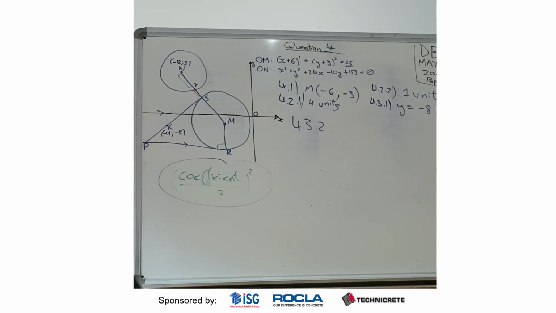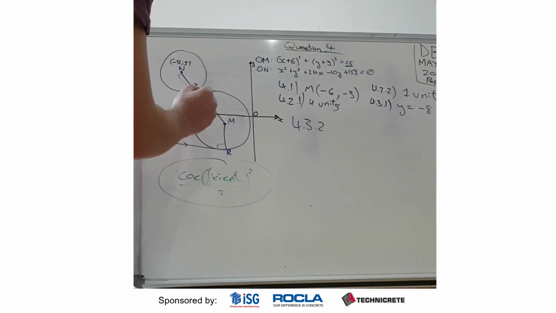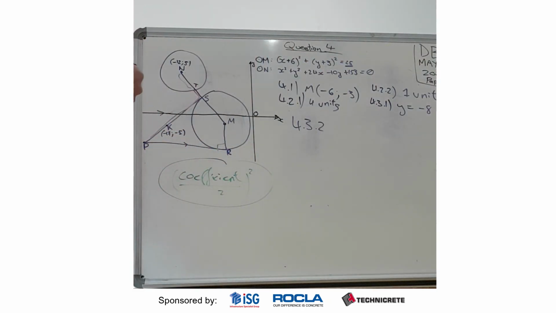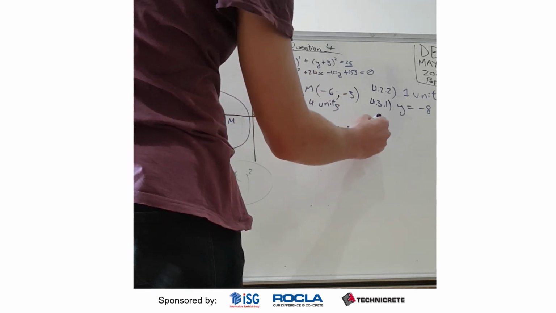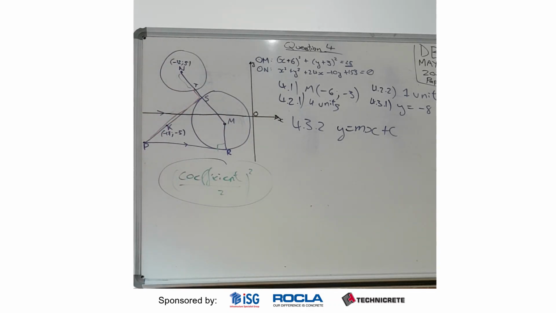Okay, 4.3.2 asks us to calculate the equation of line PS. That line there in the form y equals mx plus c. So for this question, no matter how you do it, you need to do a gradient calculation using 2 points. So I'm going to show you 2 different ways. Let's start with using n and m. Okay?